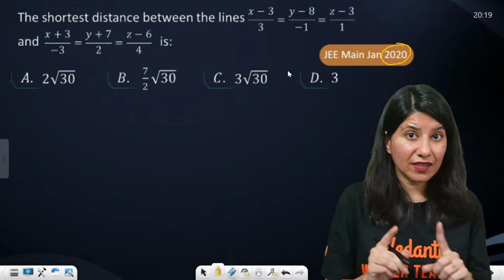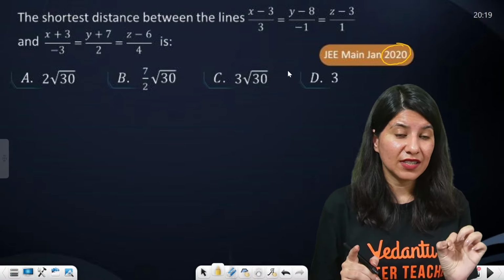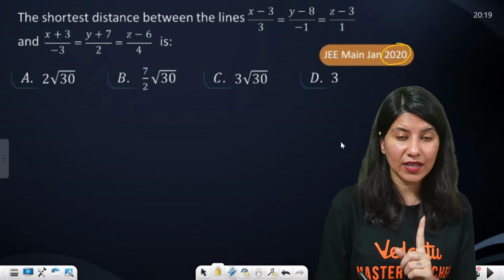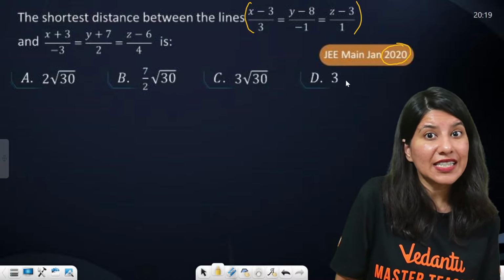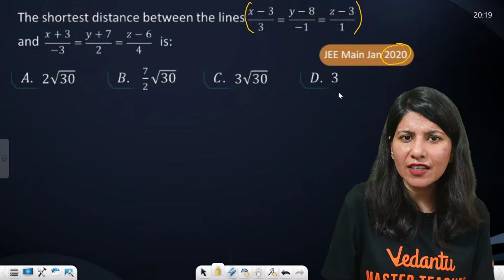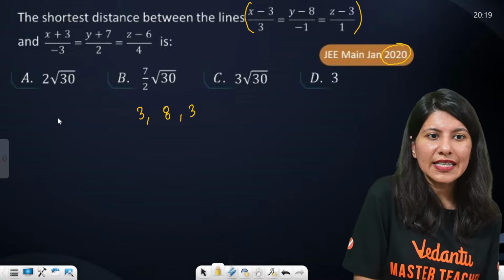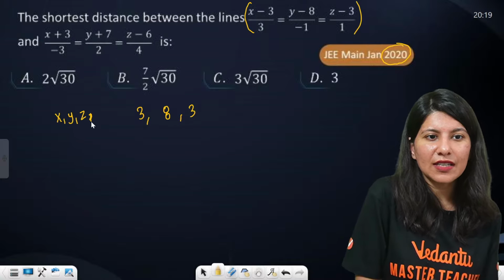Now, shortest distance between these two lines. For that you have to be very careful. Till now we have done so many elementary questions, so you can't be making any mistakes. Line number 1: is this line in standard form? Yes. So 3, 8, 3 is what? First point, x1, y1, z1.